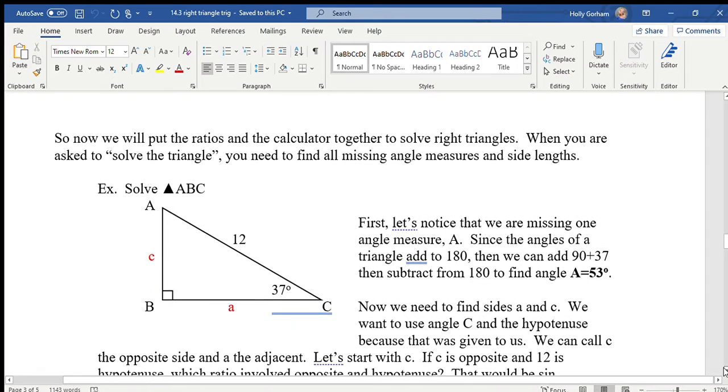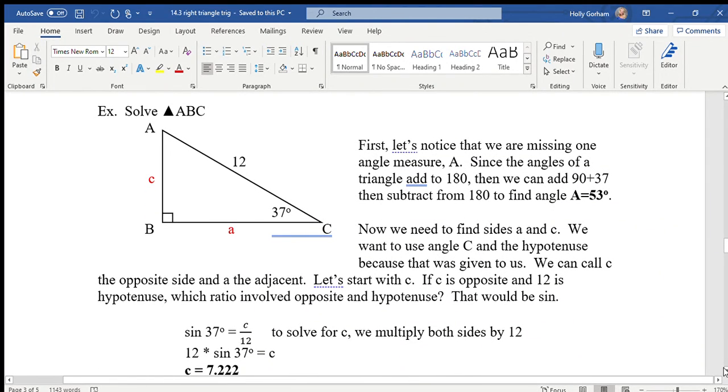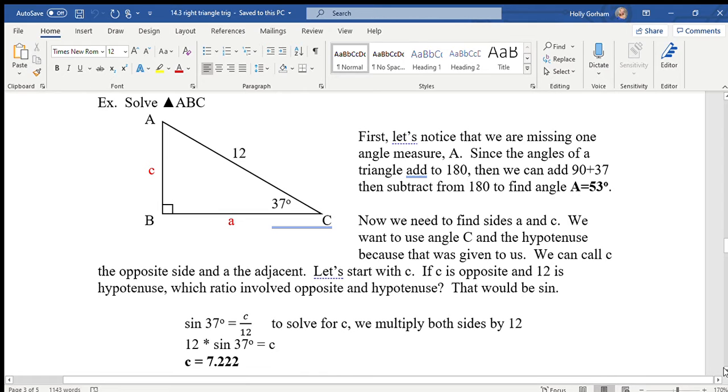Now if we put it all together, the calculator and the ratios, that's going to help us solve triangles. Anytime you are told to solve a triangle, that means you are supposed to find every angle that's missing and every side that's missing. So notice that we are missing angle A, little side A and little side C. Also notice that angle A has lowercase a opposite it. Angle C, opposite that is lowercase c, which means this angle B, opposite that, the 12, would actually be side B. That's our hypotenuse.